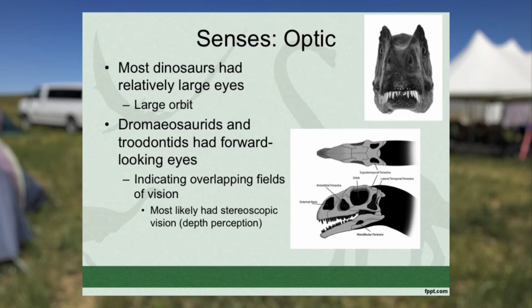Dromaeosaurids and troodontids had forward-looking eyes, something like this. That means their fields of vision probably overlapped, something like an eagle or us. That means you have stereoscopic vision, so they could also probably perceive depth. So they probably had great vision, to be honest. The theropods were just, like I said, I'll just keep talking about it, adapted for killing.